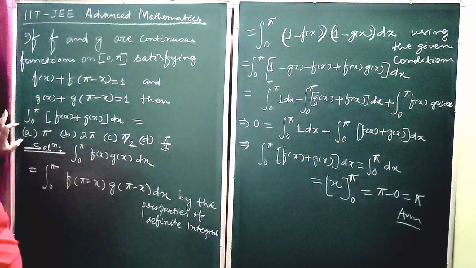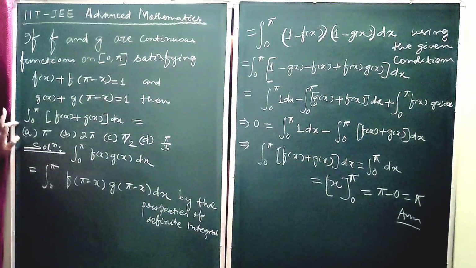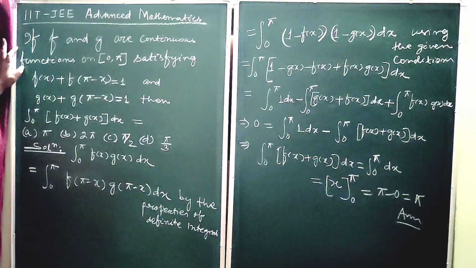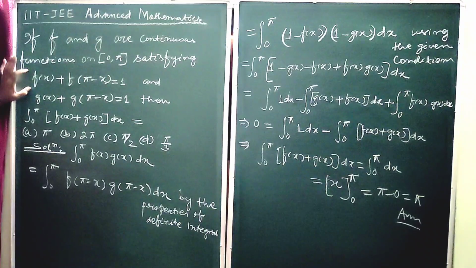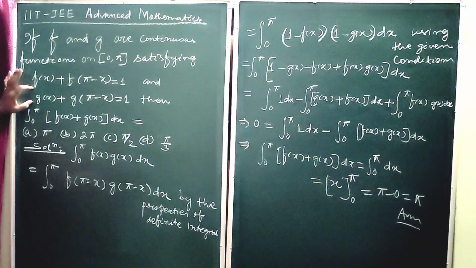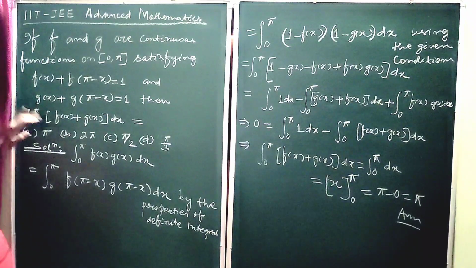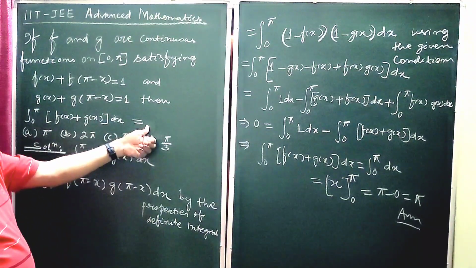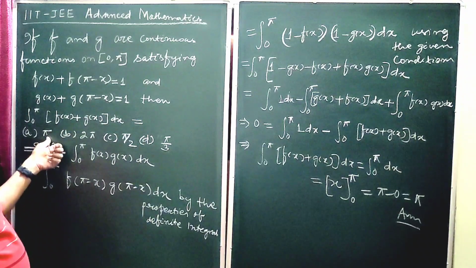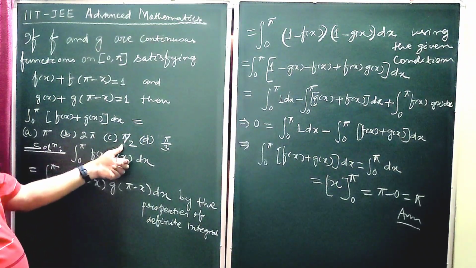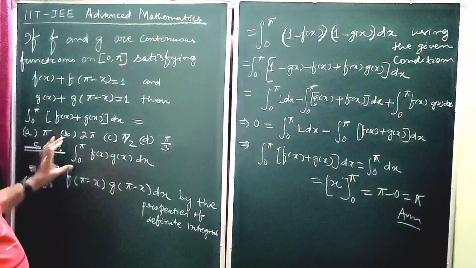option A. Here the question is: if f and g are continuous functions on the closed interval 0 to pi, satisfying f x plus f of pi minus x is equal to 1 and g x plus g of pi minus x is equal to 1, then the integration from 0 to pi of f x plus g x is equal to (a) pi, (b) 2 pi, (c) pi by 2, (d) pi by 3.